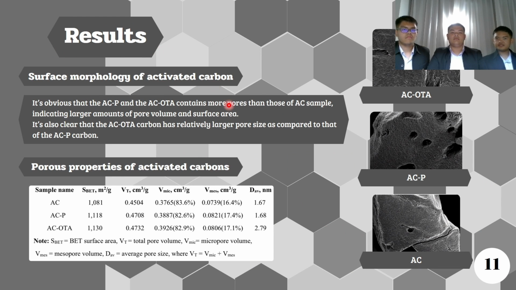This is the result part. The carbon prepared by the OTA method, sample AC OTA, had higher surface area, total pore volume, micropore volume, and mesopore volume as compared to ACP and AC samples, indicating that the OTA method could enlarge the smaller micropores by the gasification reaction.